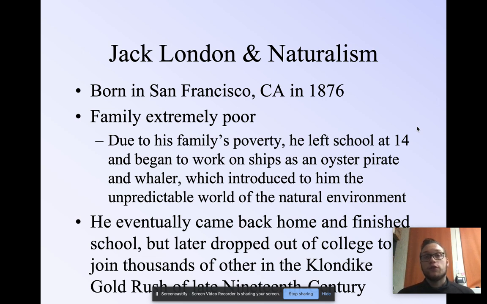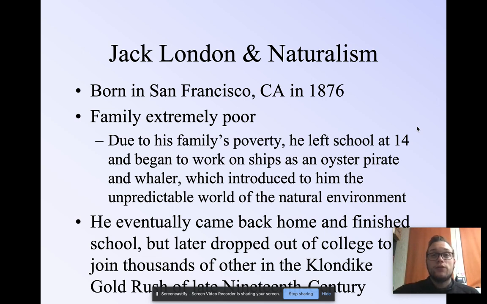The California Gold Rush happened before Jack London was even born. It happened around the 1840s. The Klondike Gold Rush was a gold rush that happened in Alaska. All right. So imagine how far, and I'm actually going to show you a map here in a little bit, the distance between California and Alaska is.